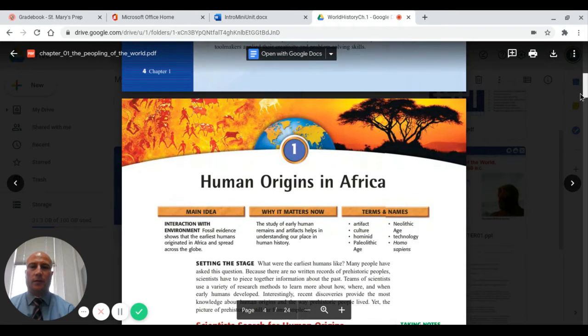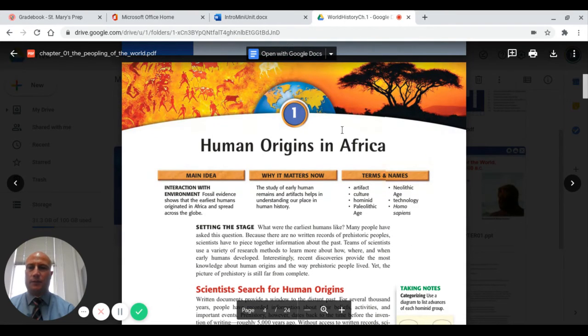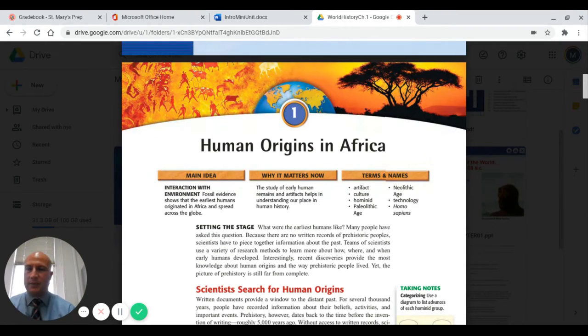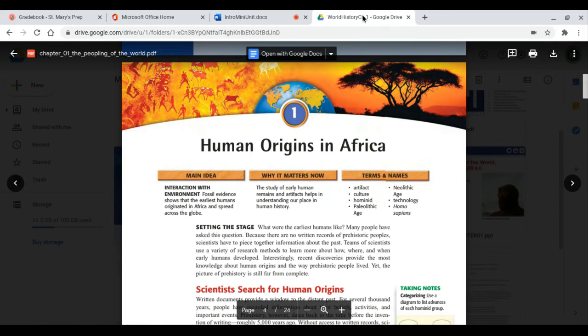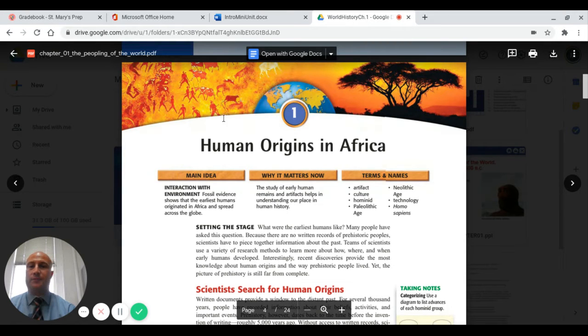Okay. This is the start of a section. So your book is divided up into chapters and into sections. This is chapter 1, section 1. I'll take you back to the lesson to talk about what are some of the steps that we need to understand there. Roman numeral 2 says preview sections before you read. So before you jump into reading the text, I think it's really important and valid to preview the section. And let me explain by using the example of the book how I would expect my students to do that.